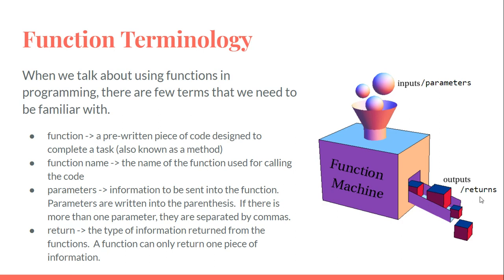And then the output is the information that's returned from the function. A function can only return one piece of information. It can take lots of parameters in, but can only return one piece of information.